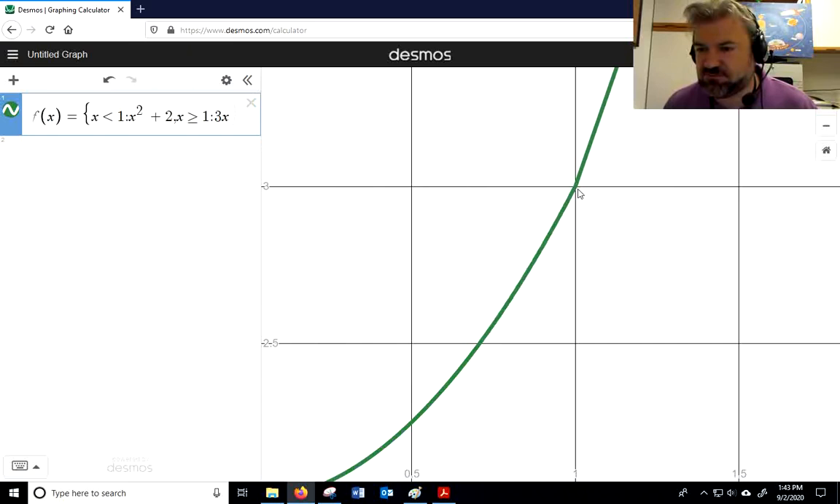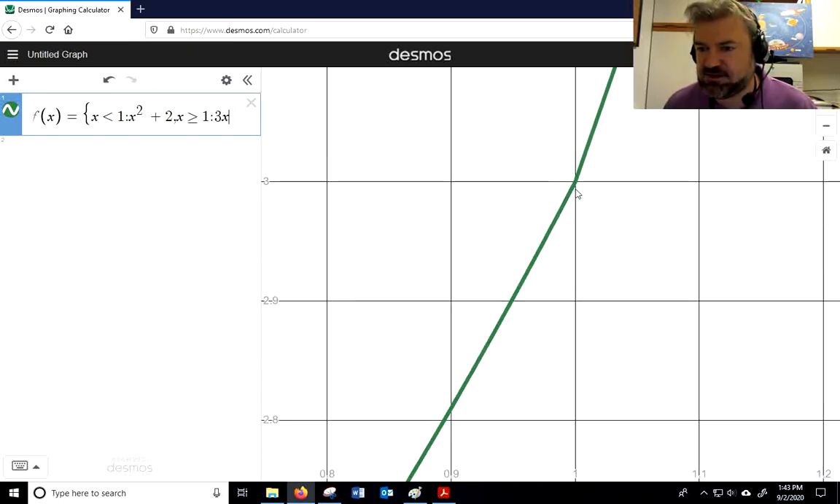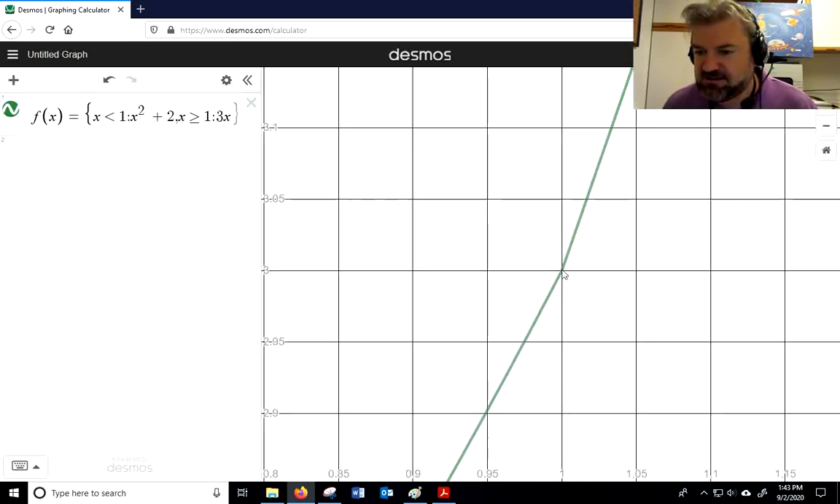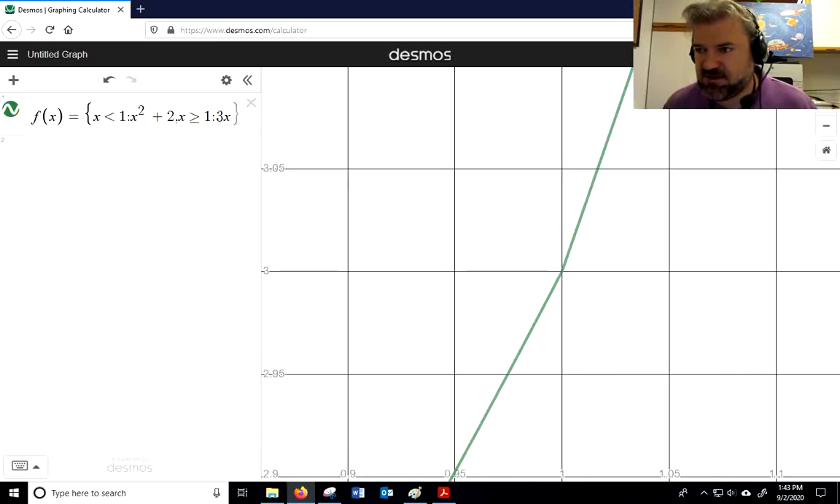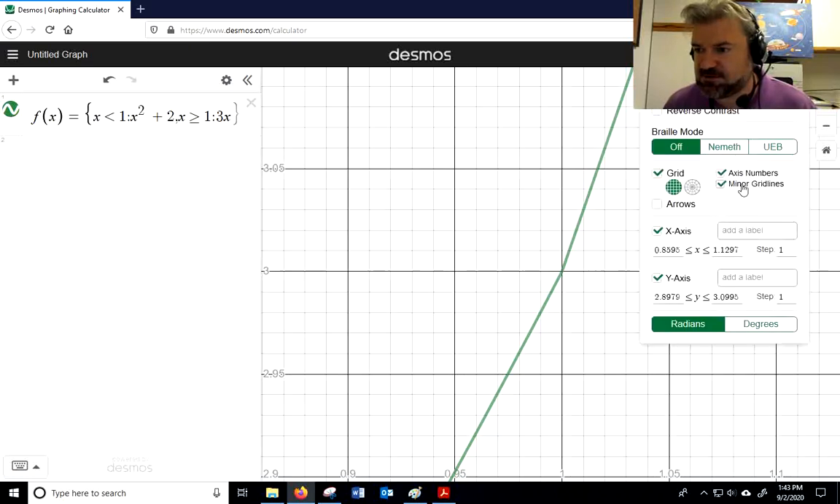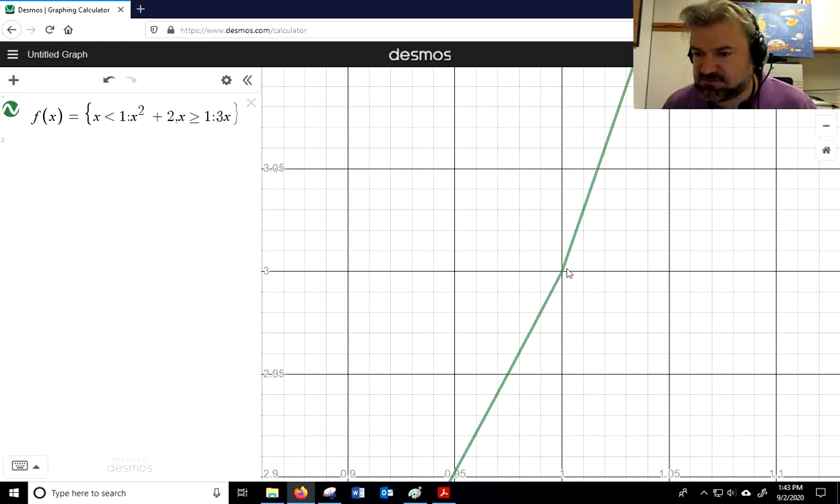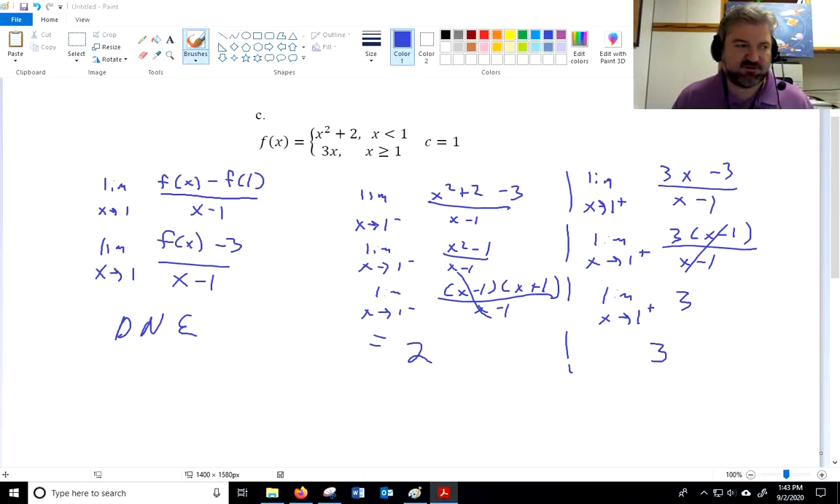There it is, continuous. Now let's start zooming in here. Now they were close, right? They were close to local linearity, but it's not. Can you see that it is not? Can you see that this has a slope of up 3 over 1? This has a slope of up 2 over 1. There's a cusp here. They're not the same. So the derivative does not exist.